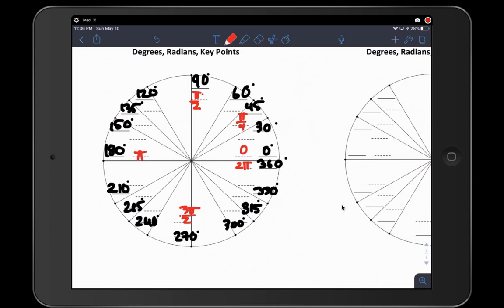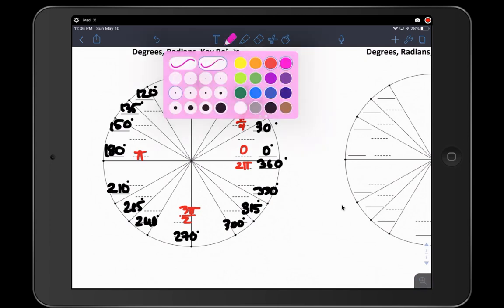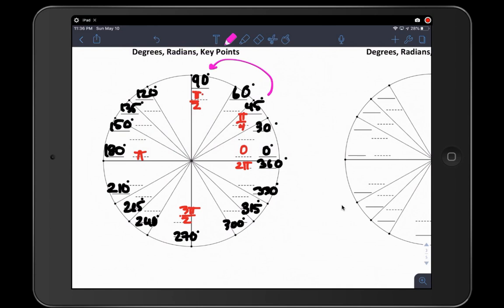2 pi over 4 would be there, which is the same as pi over 2. Add another pi over 4, and we're ending up at 3 pi over 4, right? 2 pi over 4, 3 pi over 4. Now we're at 4 pi over 4, which is just a whole, right? 4 pi over 4 is the same thing as pi. And then we add another pi over 4. That's going to give us 5 pi over 4, one more than what we were at. So 5 pi over 4.